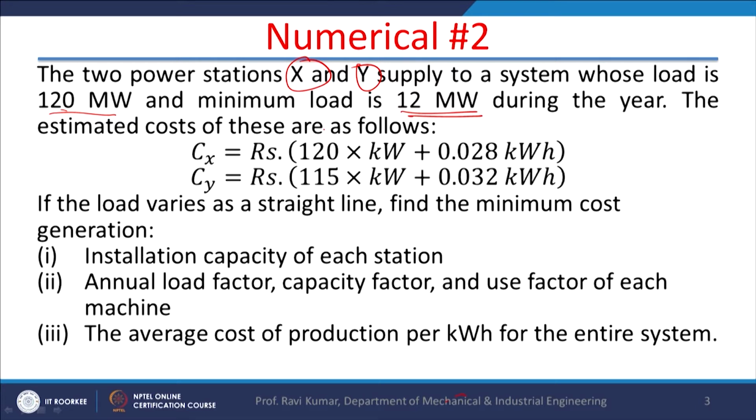The estimated costs of these are as follows. Cx is 120 into kilowatts plus 0.028 kilowatt hours. Cy is 115 into kilowatt plus 0.032 kilowatt hours. If the load varies as a straight line, find the minimum cost of generation.